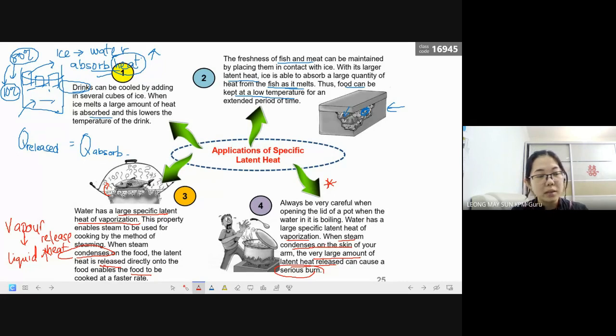If the water touches you, the most that it does is change temperature. That is heat capacity. Heat capacity value is always lower than latent heat. Latent heat is normally higher compared to heat capacity. So this one you have to be aware of. All right, so these are some of the applications of specific heat capacity.